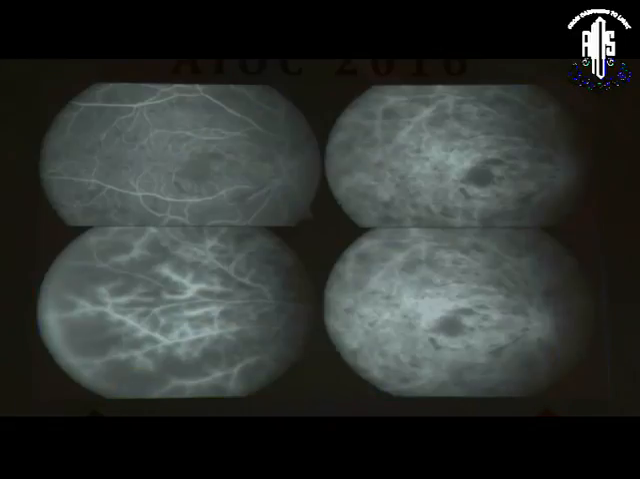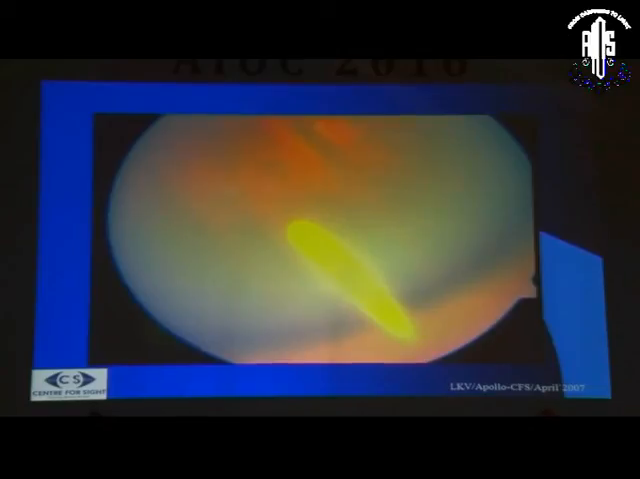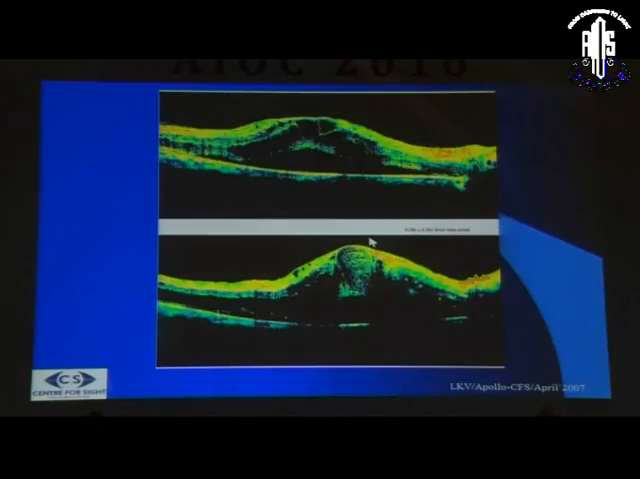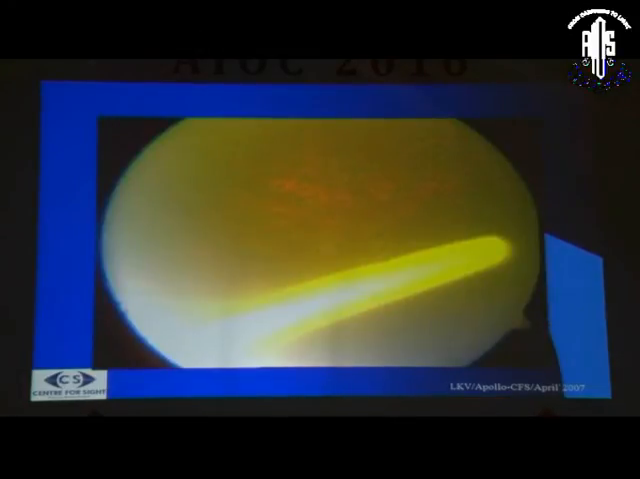Ozurdex was given in this patient, intensive ischemia in the periphery. The patient had good response, you can see here, good response, but it had a rebound. Ozurdex rebound is very massive. And after that, we added supplemental laser, and then the treatment became finite. So with anti-VEGF and Ozurdex, you can still add laser to make the treatment more finite.